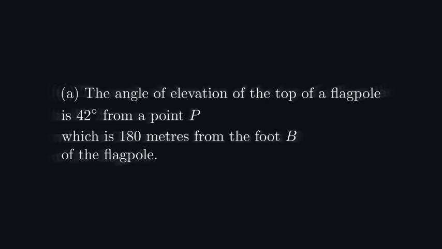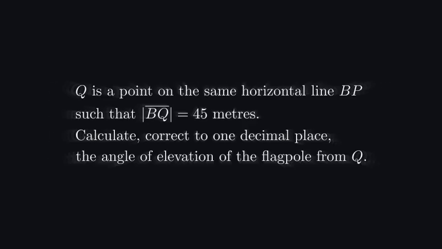Part A says, the angle of elevation of the top of a flagpole is 42 degrees from a point, P, which is 180 meters from the foot, B, of the flagpole. Point Q is on the same horizontal line, BP, such that BQ equals 45 meters. We are asked to calculate, correct to one decimal place, the angle of elevation of the flagpole from Q.